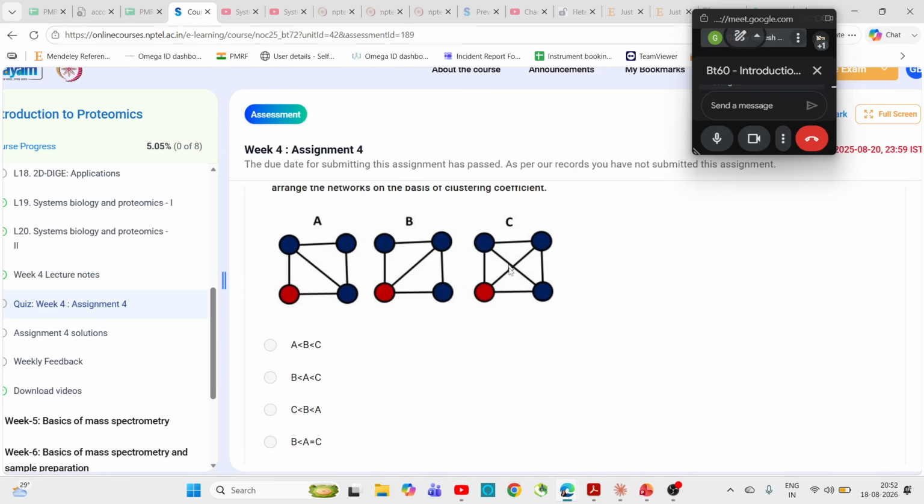C would be greatest, right? So it's the highest. Yeah, it will give you one, right? Because it is completely interacting. Like we need to calculate the coefficient for these two.